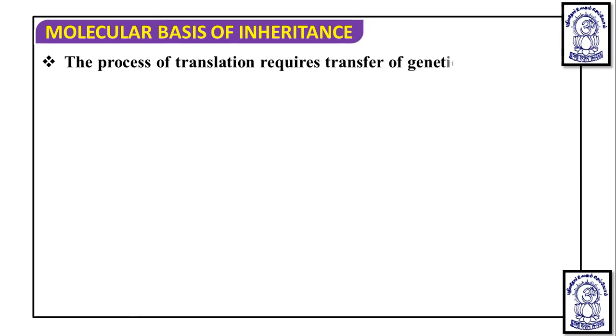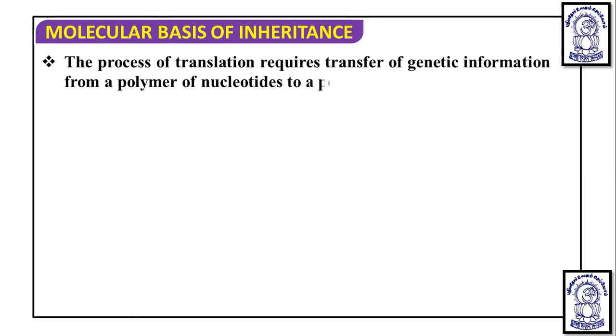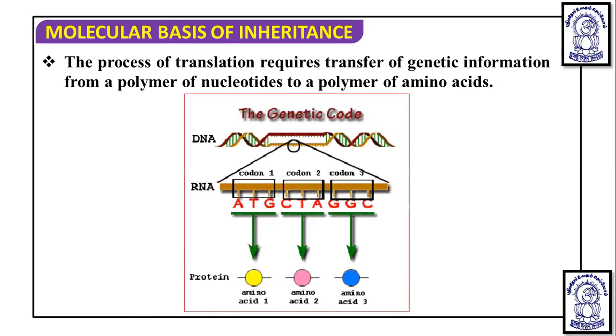The process of translation requires a transfer of genetic information from a polymer of nucleotides to a polymer of amino acids. In translation, one important event is the transfer of information present in RNA in the form of ribonucleotides. We have to translate this information into a polymer of amino acids. So it is somewhat difficult.